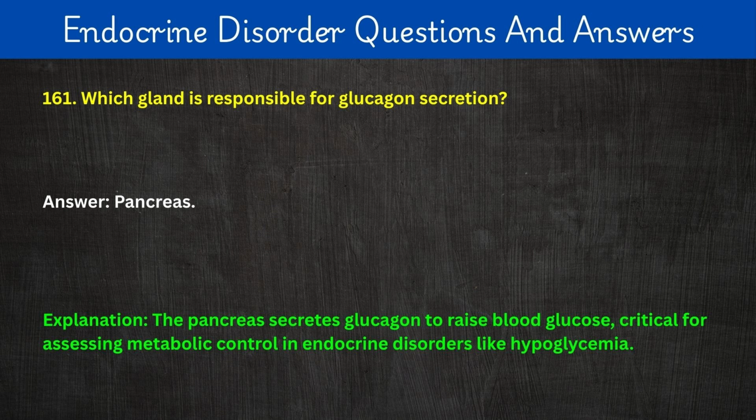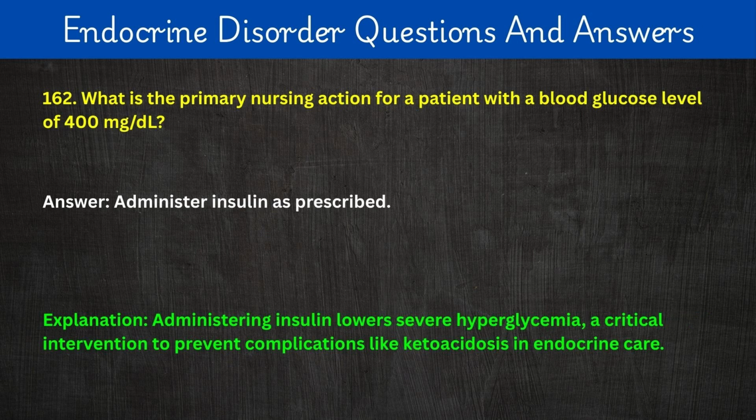161. Which gland is responsible for glucagon secretion? Answer: pancreas. Explanation: the pancreas secretes glucagon to raise blood glucose, critical for assessing metabolic control in endocrine disorders like hypoglycemia.